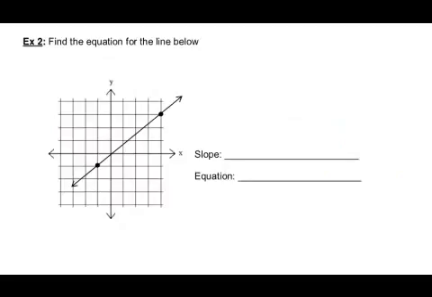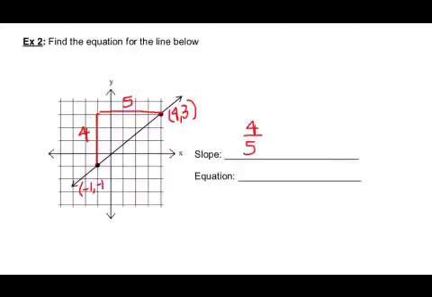Number 2, we're finding the equation of the line below. Notice that the 2 points that they give you are (-1, -1), and the other point they give us is (4, 3). Now we can easily find the slope by just doing the rise and the run. So we go up 4 and over 5. So our slope is 4 over 5.